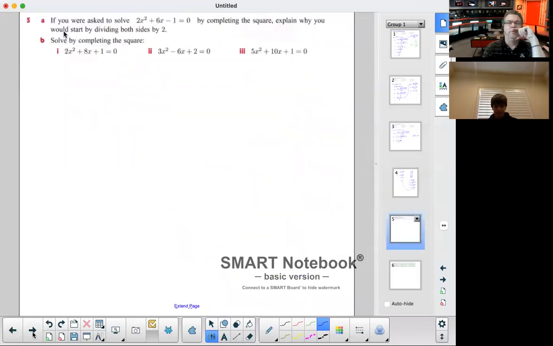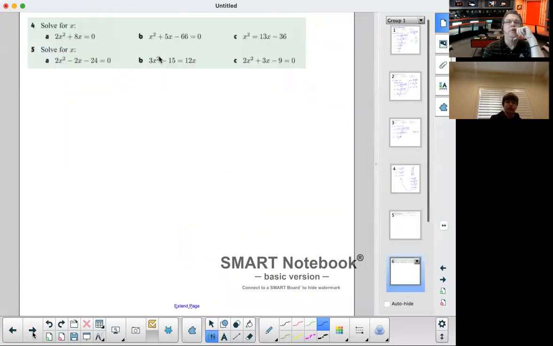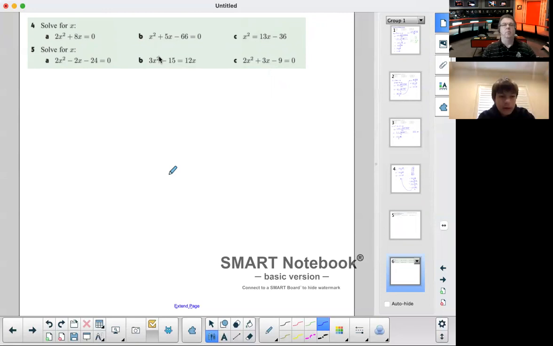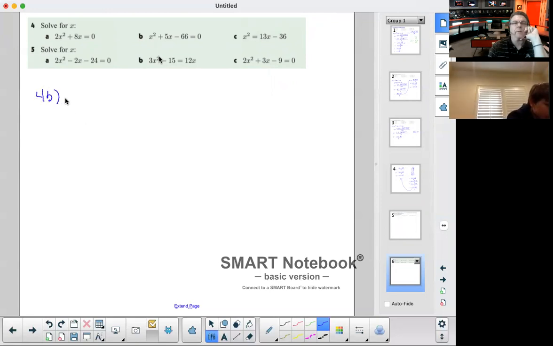Okay, you want to move on to some factoring ones? Sure. Okay, I think B is a good one. 4B. Do you want to work on it separately, or do you want me to take you through it?